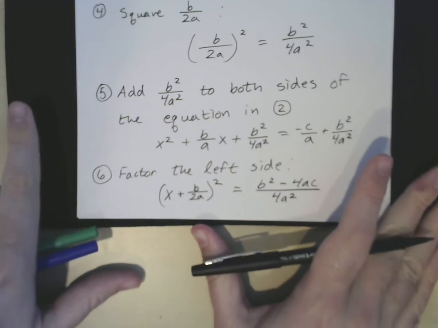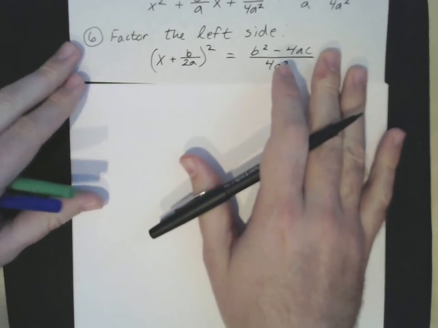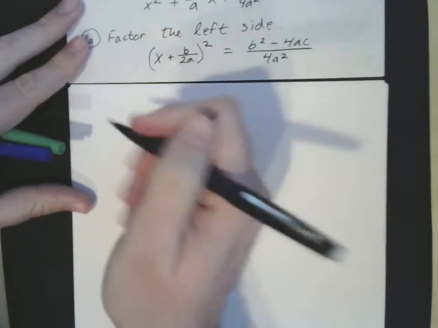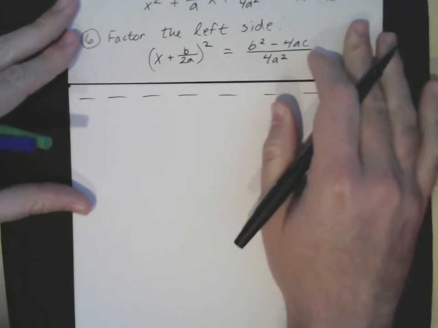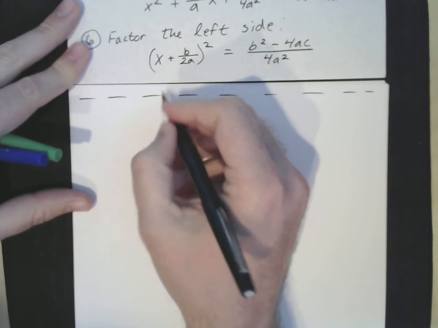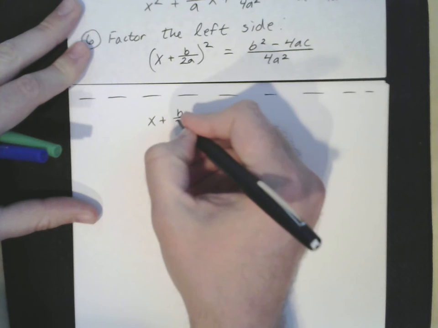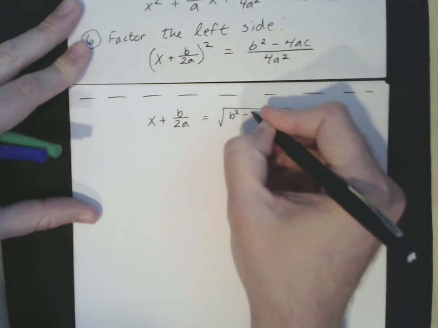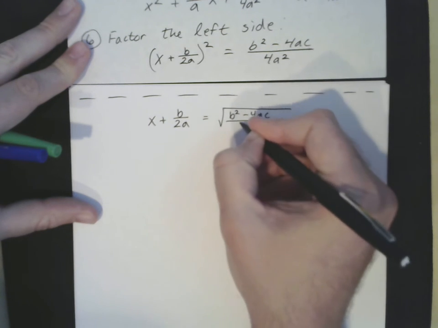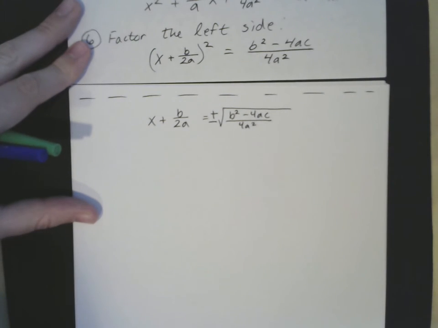So like I said, this is the end of the complete the square. But if we continue with this simplification, you can put a line in your notes if you're on the same paper. So if we continue this and we square root both sides, we'll have x plus b over 2a equals the square root of b squared minus 4ac all over 4a squared. And our square root property now says that we need a plus and a minus.